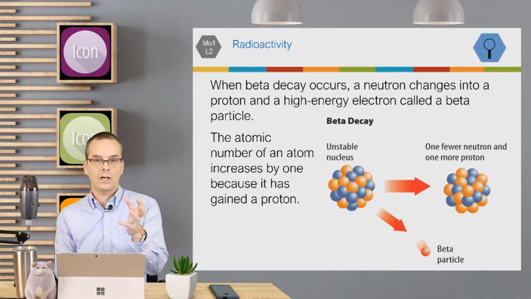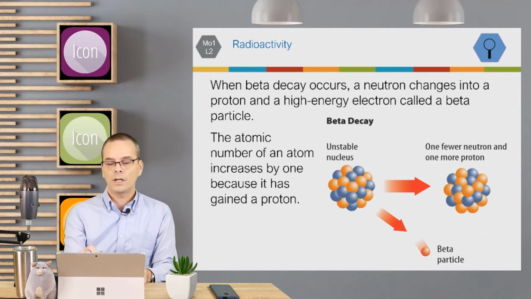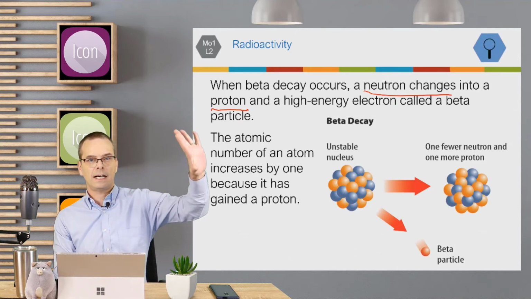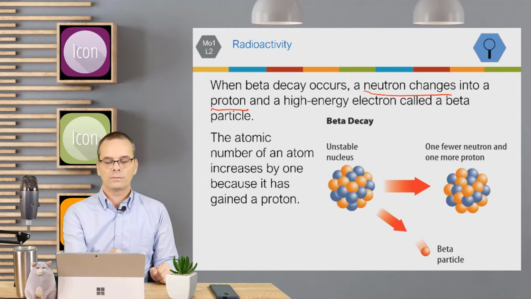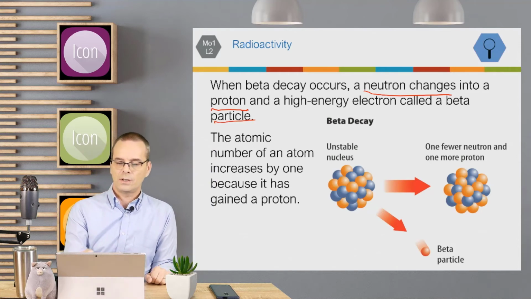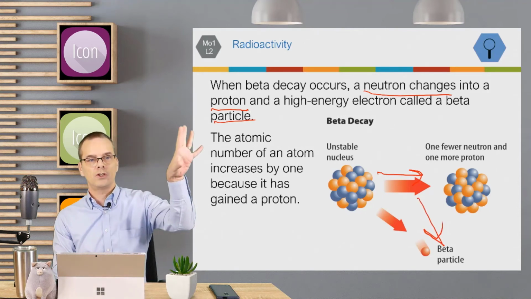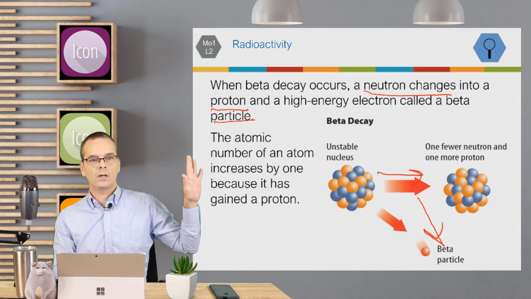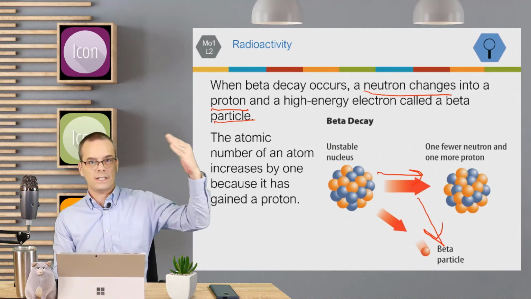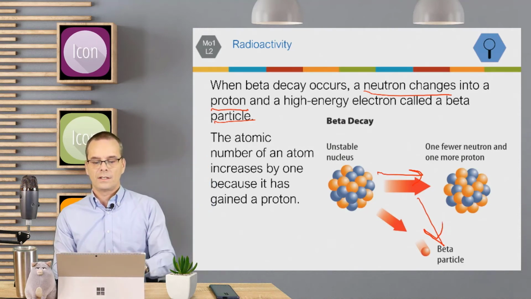When beta decay occurs, a neutron changes into a proton, and then it releases a high energy beta particle. All right? So here's the unstable nucleus, and you can see one of the neutrons changes into a proton, and then a beta particle shoots out. And the atomic number of an atom actually increases at this point, because it has more protons.